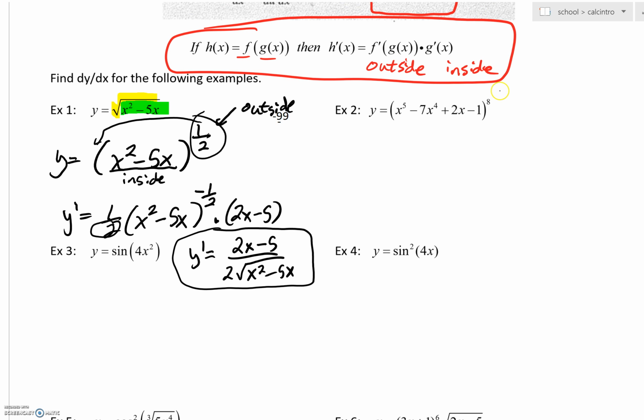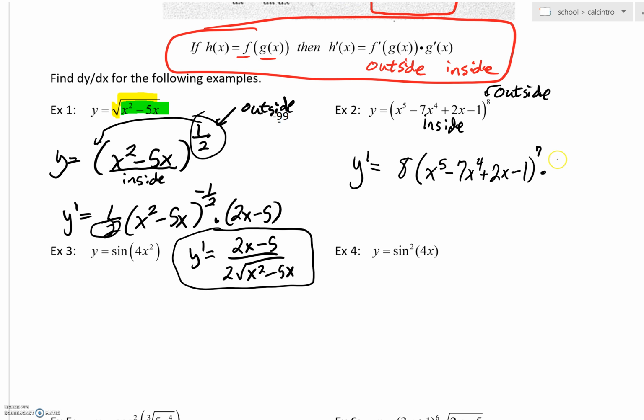So I hope you can see that for number 2, there's an outside. It's right here. There's an inside. So we've got to take our derivative of the outside. What does that look like? Bring down the 8. Keep the same composition. Keep that same inside part that you had. But what's my new power now? It's a 7.